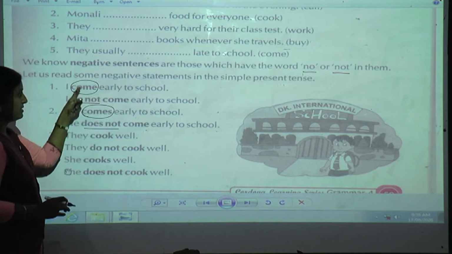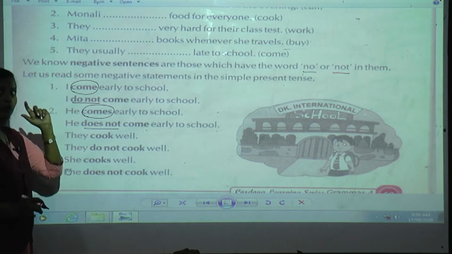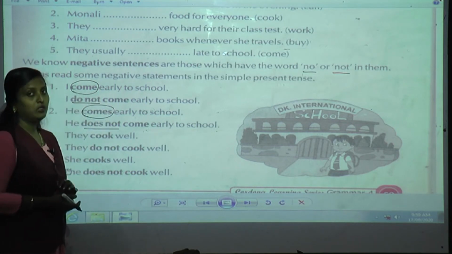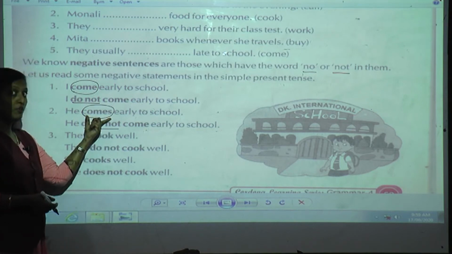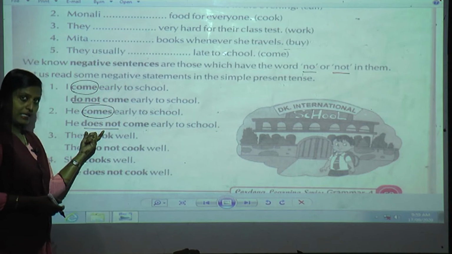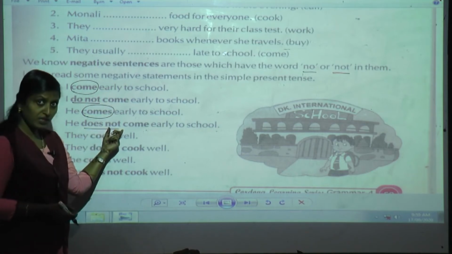Can you see the difference? Okay, so when only the original form of the verb is there, that time you are going to use only do not. And if the verb has an s, which word are you going to use, students? Yes, does not. Again, I'll repeat.